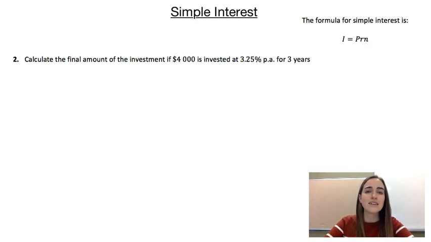So our second example is slightly different. It's asking us to calculate the final amount of the investment if $4,000 is invested at 3.25% per annum for 3 years. So the difference between this question and the last one was it's asking us to calculate the final amount. So we've already got $4,000 and then we're going to earn interest as well, and it wants the total of those two things together.